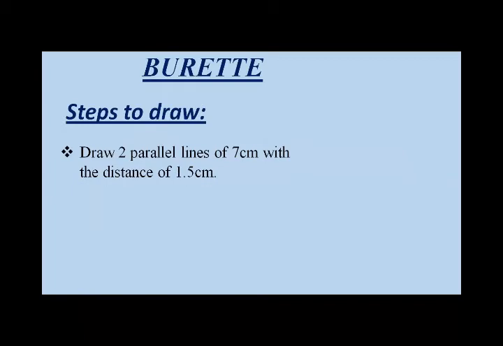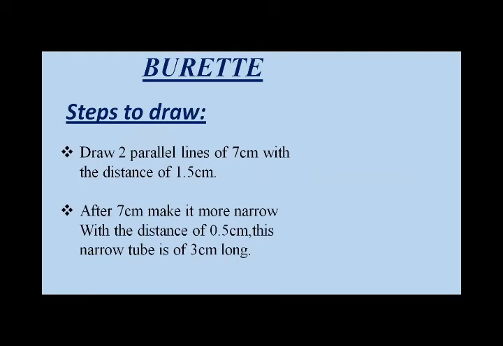Step number 1, draw two parallel lines of 7 centimeter with a distance of 1.5 centimeter. Like the measuring cylinder, we will draw two parallel lines like this. And after 7 centimeter, make it more narrow with a distance of 0.5 centimeter. This narrow tube is 3 centimeter long. This is one parallel line of 7 centimeter, and another line is parallel to it, with a distance of 1.5 centimeter between the two lines.